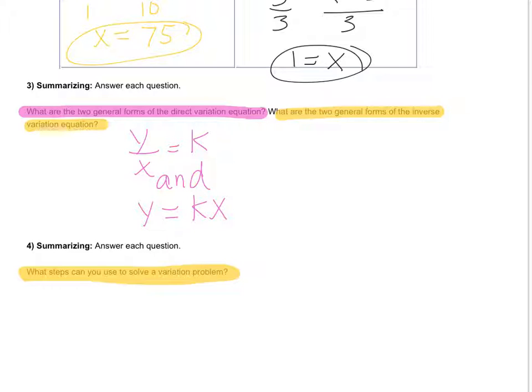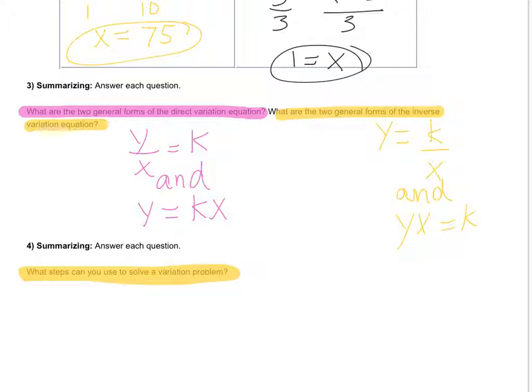And then the next question asks you, what are the two general forms of the inverse variation equation? So inverse variation is going to be y is equal to k divided by x, and y times x is equal to k. There you go.